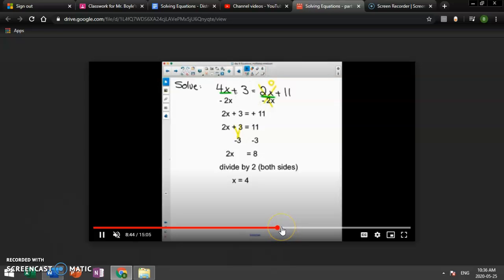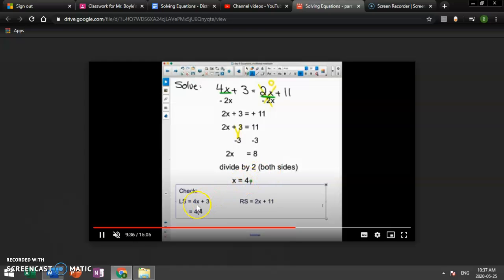And then what's great about it, like I just said, is you can check and see if your answer is right. And how we're going to do that is called a left side, right side check. And I'm going to show you how to do that right below here. So what you do is you write out LS, or left side, equals 4x plus 3. And then RS, or right side, equals 2x plus 11. And then you just take 4 and put it in for x and see if it works or they match.